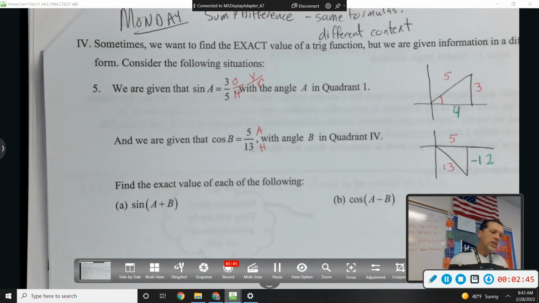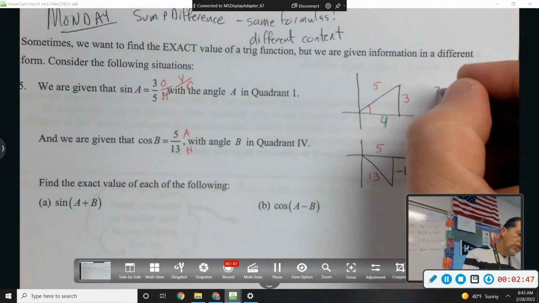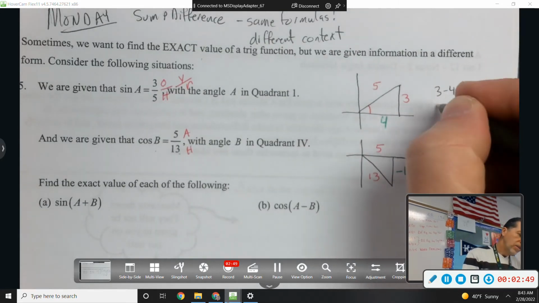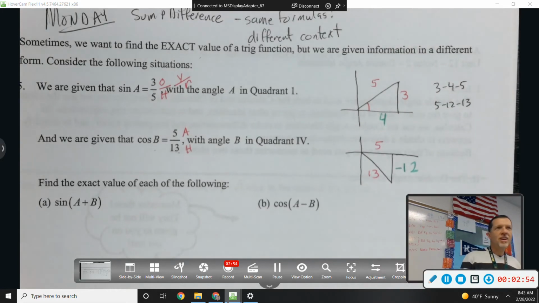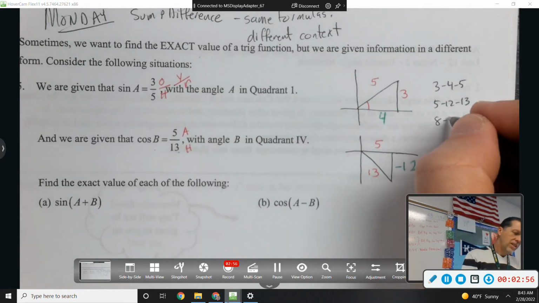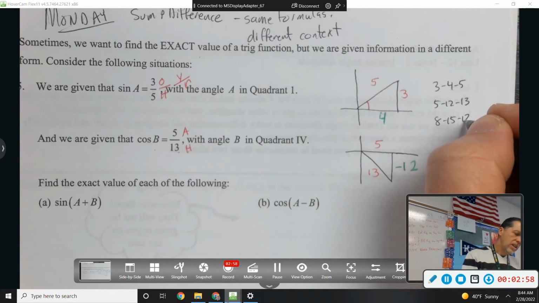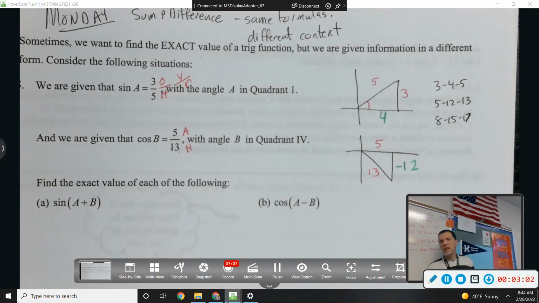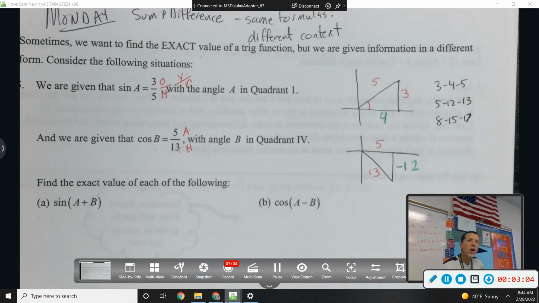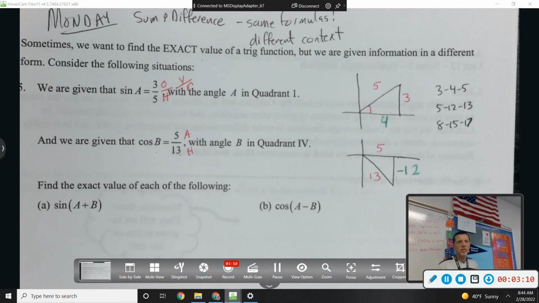So today's another day where it's helpful to know 3, 4, 5, 5, 12, 13. Oh, good question about the 13, whether it's positive or negative. The hypotenuse is always positive. Okay, I remember that. Yeah, so you're right. It's like, well, it's kind of going down. What do we do with that? Hypotenuse is always positive. It's only the x and y that might be negative.